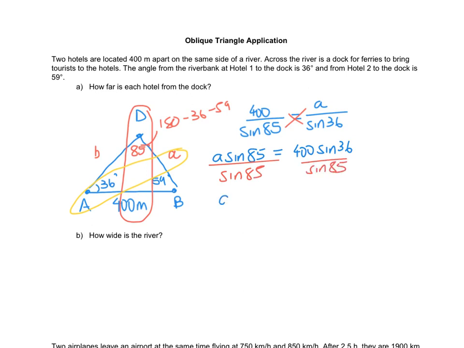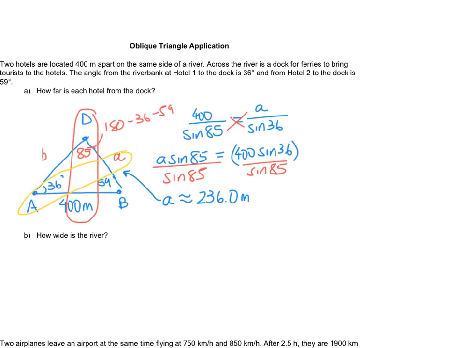And now pause the video, try this in your calculator just to make sure you plug it in correctly. You might need brackets around the numerator, but you should get 236.0 meters. And if we look at this, side A is right over here, and that's the distance from the second hotel to the dock. Now, I want you to go ahead and set up your second ratios or your second equation to solve for side B, and then we'll write our therefore statement. So go ahead, pause the video, set that up, solve for B, and then come back and check your work.